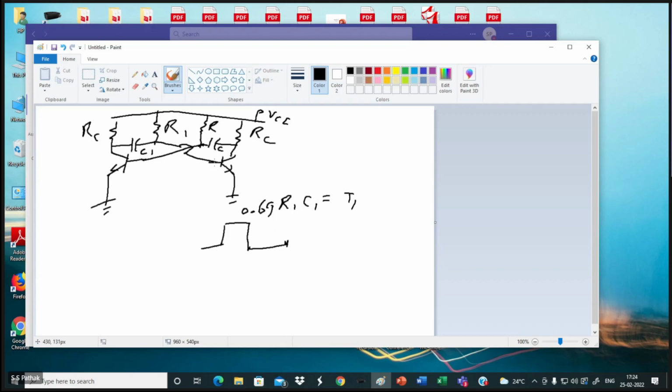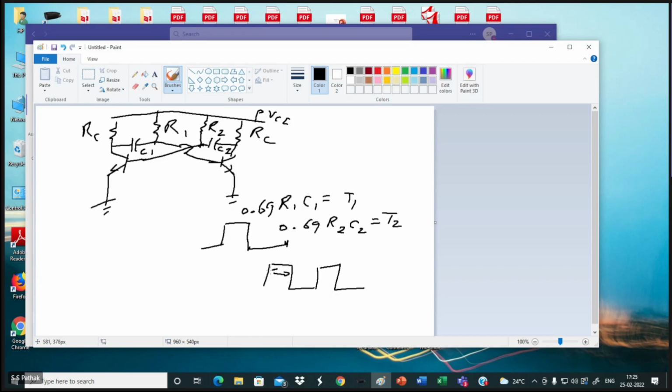At that time, what will be there? 0.69 R2 C2. This is my R2. This is my C2. It will be charging like that. From here it was charging like this. Now here it is charging like this with VCC, coming out to this VCES. So the same thing applies there. That becomes your T2. So your pulse generated will be something like that.